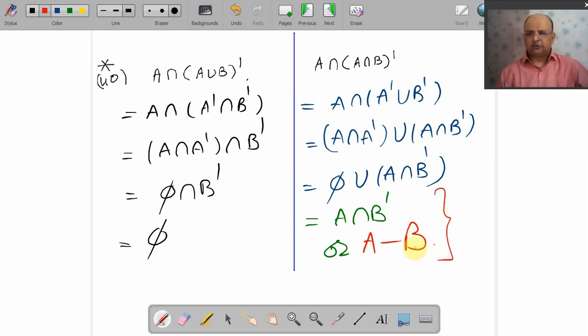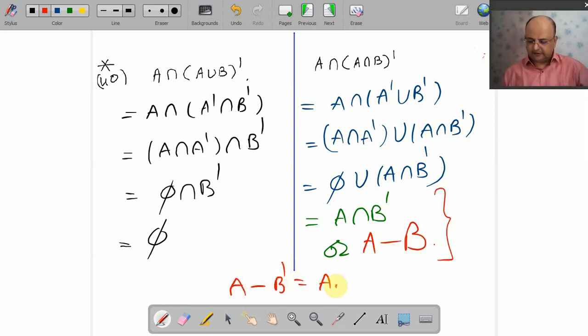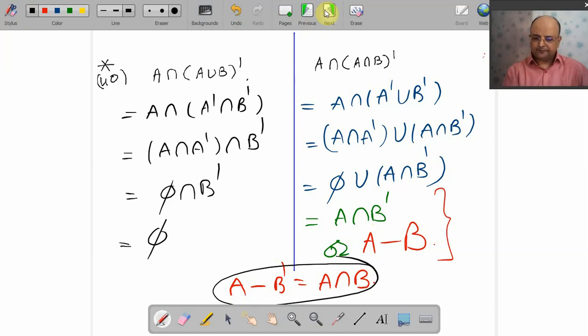I frequently use this, so that you get an idea: A intersection B' is the same as A minus B, and A minus B' is the same as A intersection B also. Got it, no? A minus B is A intersection B'. Same way, A minus B' is A intersection B.